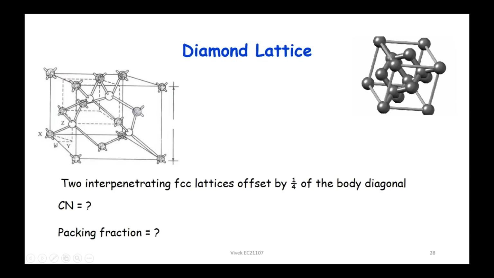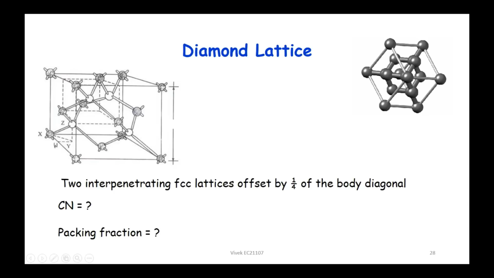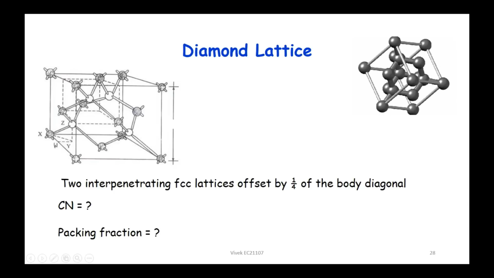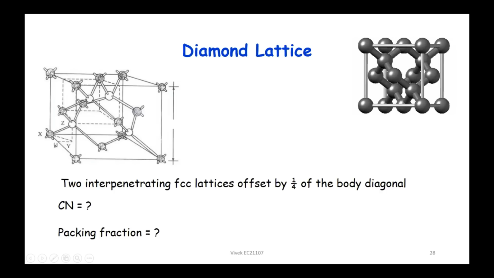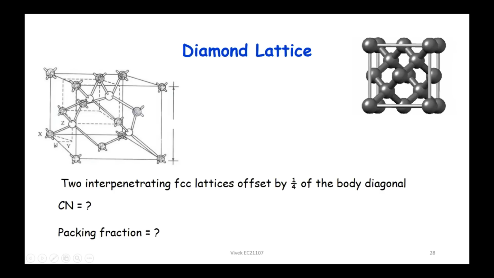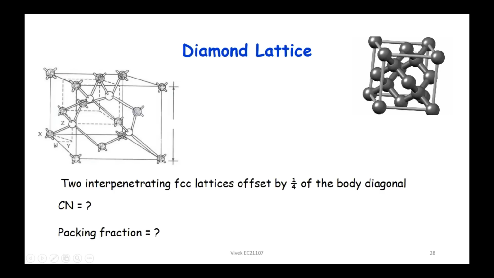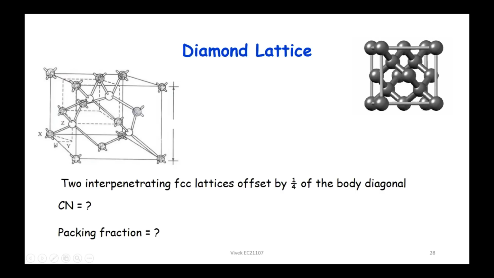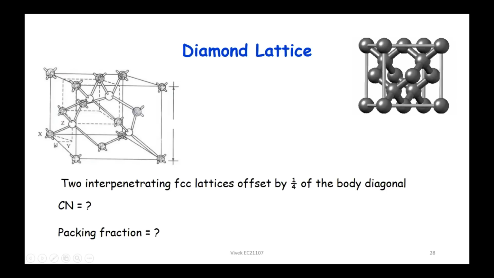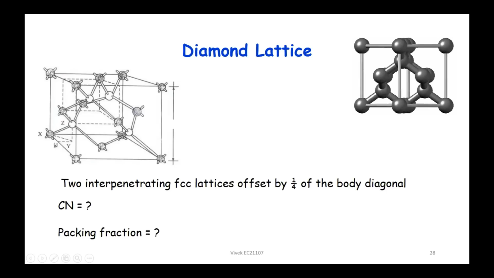And then if you look carefully, there are atoms inside the cell. So there are 4 atoms, and these atoms are a quarter along the diagonal. If this cube has side length A, then the length of the body diagonal will be root 3 times A. And this atom is at 1 quarter, so the distance xz will be root 3 times A divided by 4.